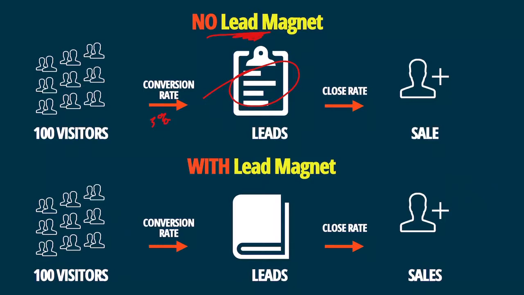So you'll get 3 leads. And then the conversion rate is typically on that 30%. So you'll get 1 sale. Okay, that's no lead magnet. Now let's look and see what happens when you put a lead magnet in there.